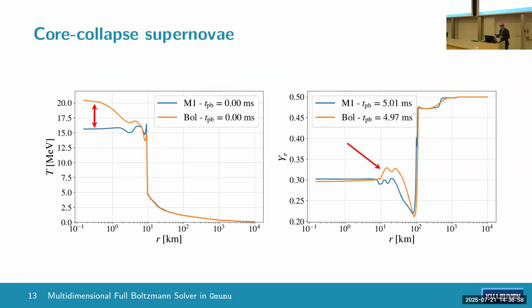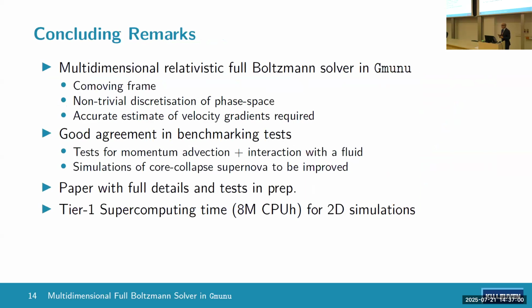And then finally, to conclude, we now have a multi-dimensional relativistic full Boltzmann solver in Gmunu. So far, benchmarking tests have shown good agreement with what we expect. A paper with the full details and tests is in preparation.